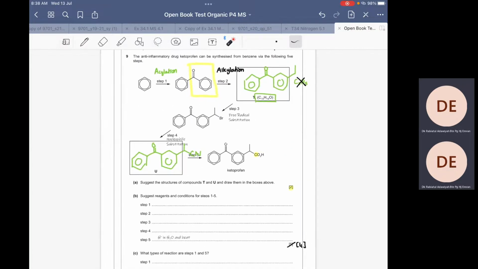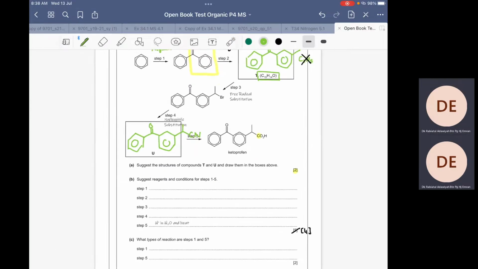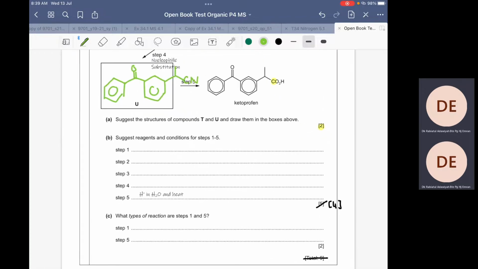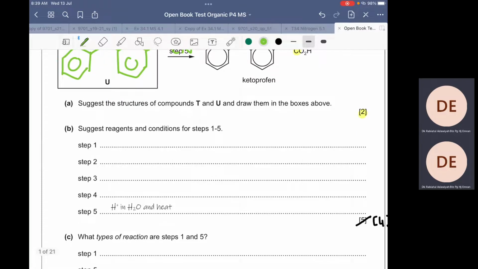Okay, so step 5 is less common, but they like to ask you this question because it's not something that students always remember. You convert your cyanide group to COOH in a reaction called hydrolysis. Okay, the hydrolysis of cyanide ion, and this is one of the ways to produce carboxylic acid that you have learned in AS.